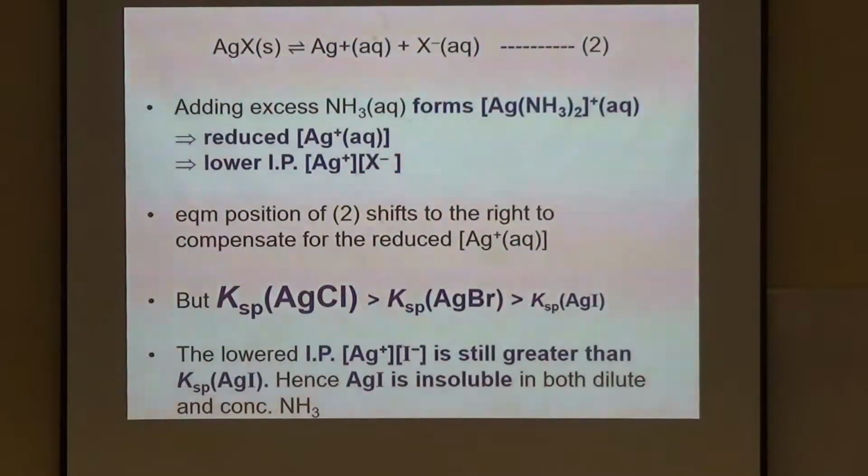So it's not that it doesn't form the complex, it's that the maximum value of the iodide that can dissolve is so small that you cannot decrease the concentration of the silver to such a low level that the silver iodide will dissolve. Got it? So it is going to be insoluble in both dilute and concentrated ammonia.